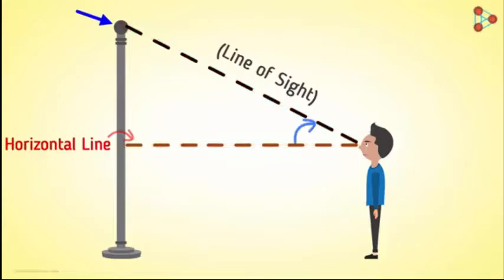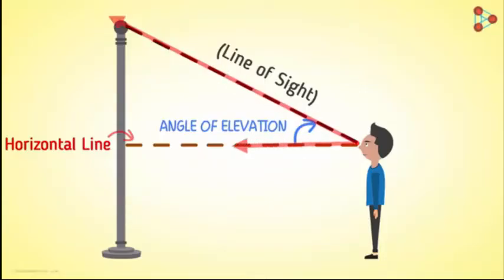This angle is called the angle of elevation. The angle of elevation of the top of the flagpole is simply the angle that this line of sight makes with the horizontal line. Let me repeat this quickly as it's an important concept. When a person is looking up, the angle formed by this line of sight with the horizontal line is called the angle of elevation. Note here that the line of sight is above the horizontal line.